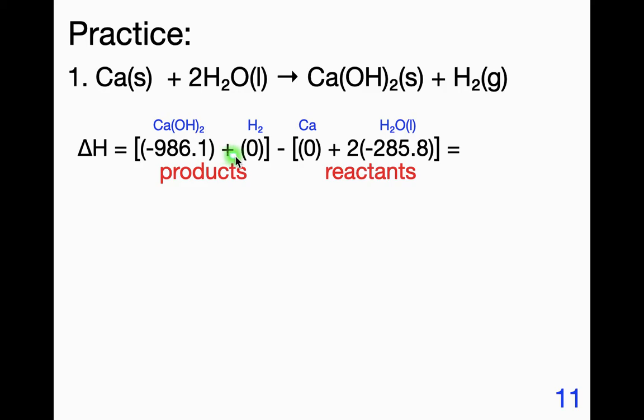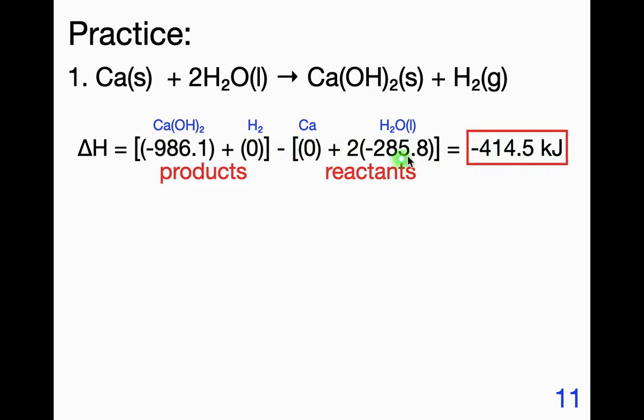And then what we're going to eventually do is subtract a negative number. Well, of course, subtracting a negative number is adding it. So all I would do is take the negative 986.1 plus 2 times 285.8. And that would give me a negative 414.5 kilojoules.